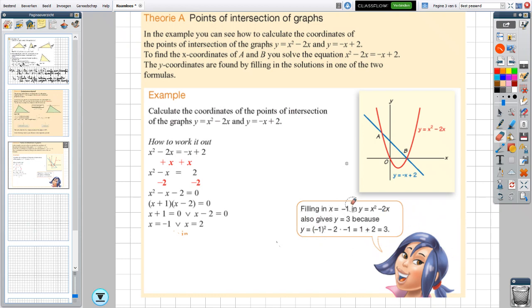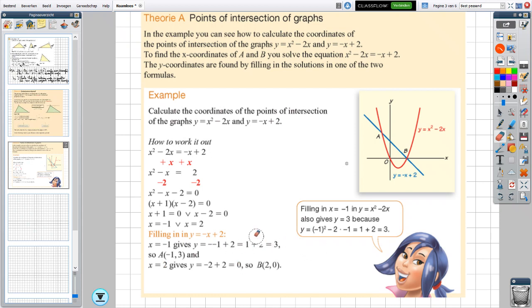Well, you fill in your x into your linear formula or into your quadratic formula. And it doesn't matter which one you choose, the one you're more familiar with, which one you find easier. And in my personal experience, that is almost always the linear formula. So you see that the book says fill this in, minus x plus 2.